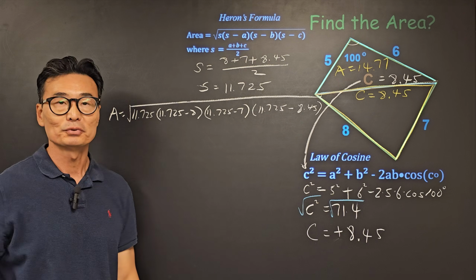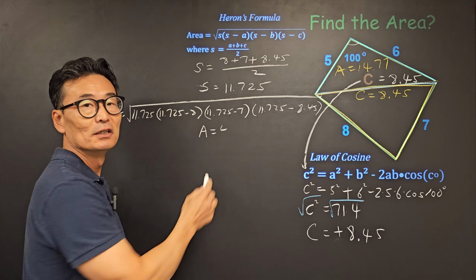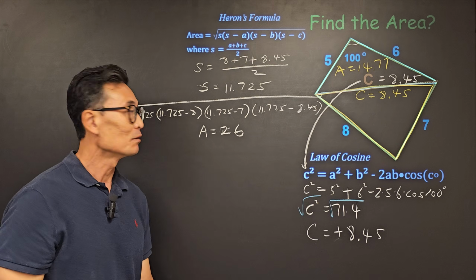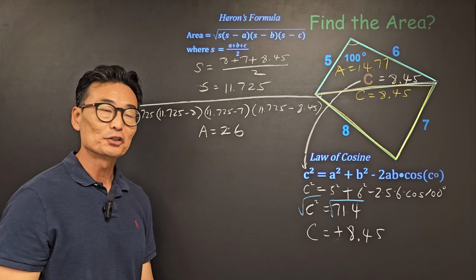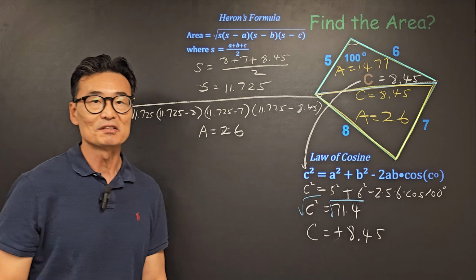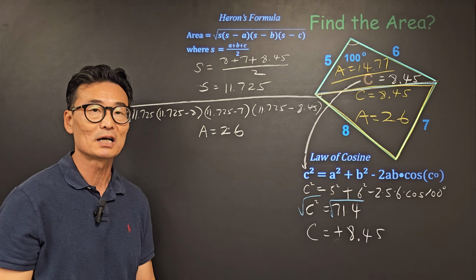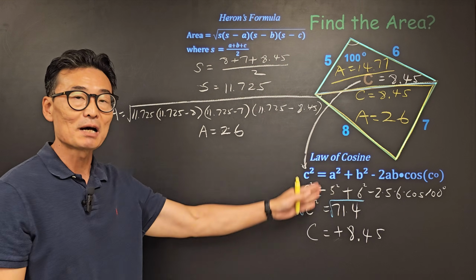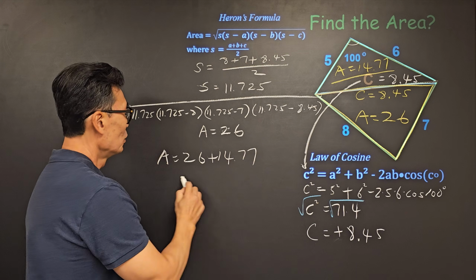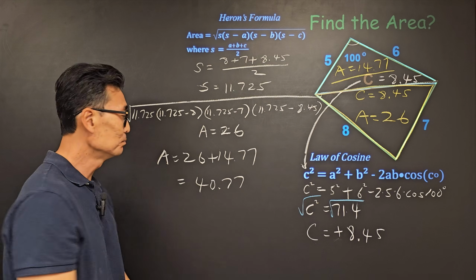Once again, plug this in the calculator, where it gives you the area as 26, rounded off to a whole number. So there you go. The area of the second triangle, or triangle on the bottom, is 26, along with the area of 14.77 for the triangle on the top. Then, combining the area of the triangle on the top and the bottom, we get 40.77 as the area of the original quadrilateral.